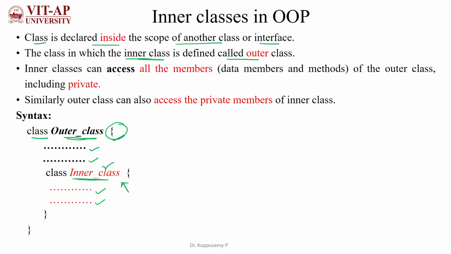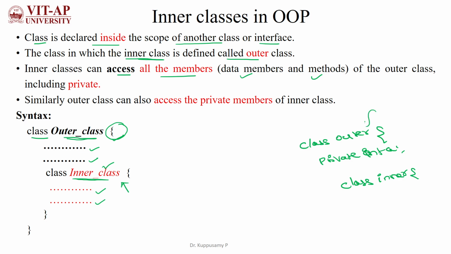The inner classes can access all the members, that means variables and methods of the outer class, including the private ones. For example, if the outer class has a private integer a, then it can be accessed by the inner class which is inside this outer class. So the accessibility can be given to all the inner classes which are defined inside the outer class.